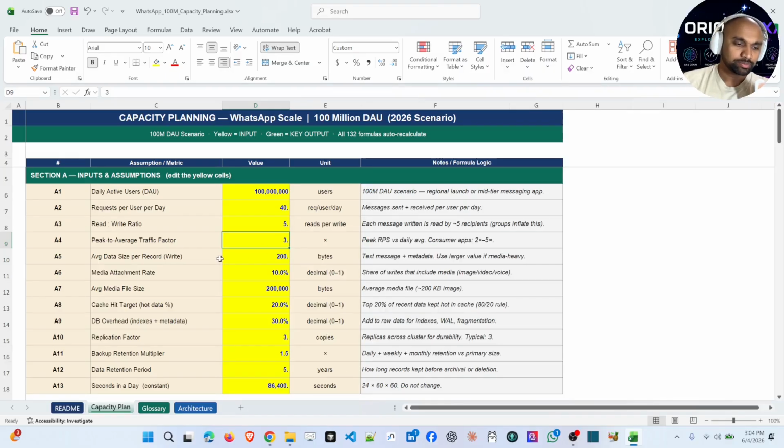And average size per record is 200 bytes. Media attachment rate is 10%, that is, 10% of the people are attaching media. Average media file size will be around 200,000 bytes. Then cache hit is 20%.